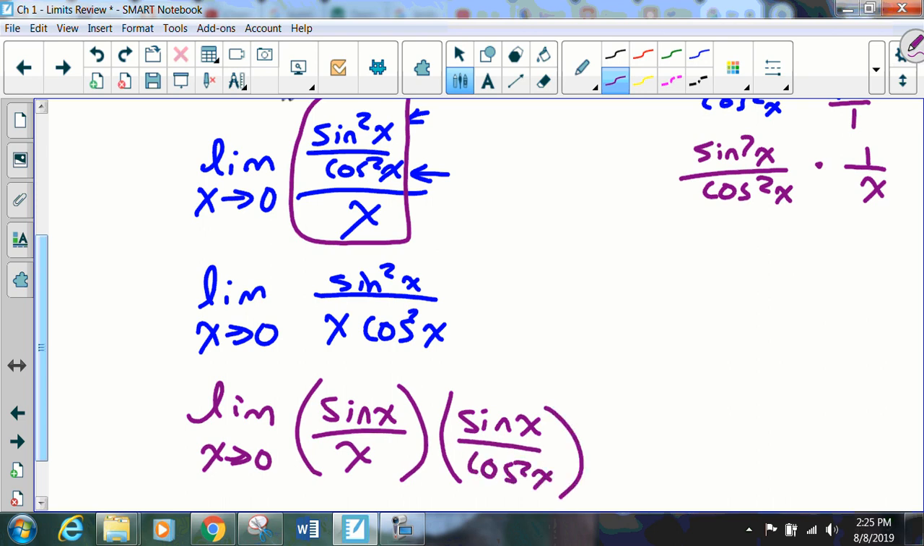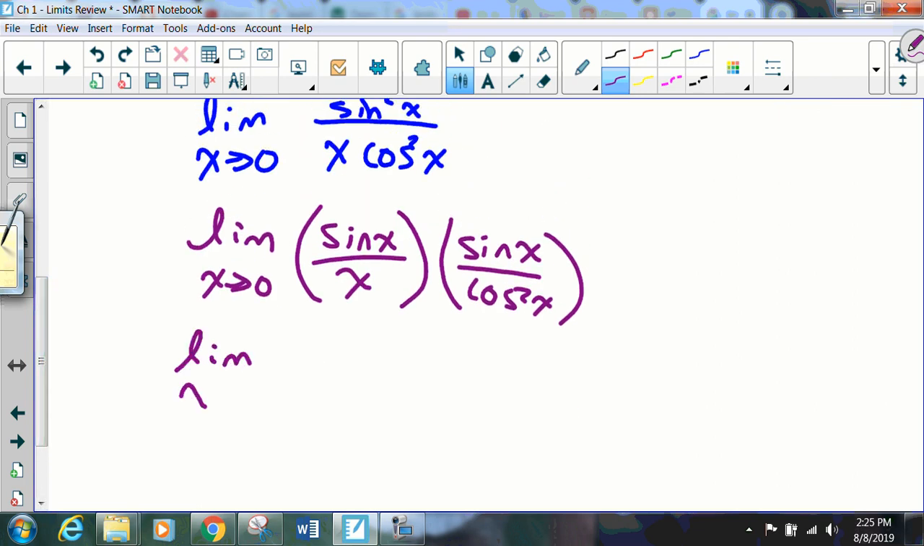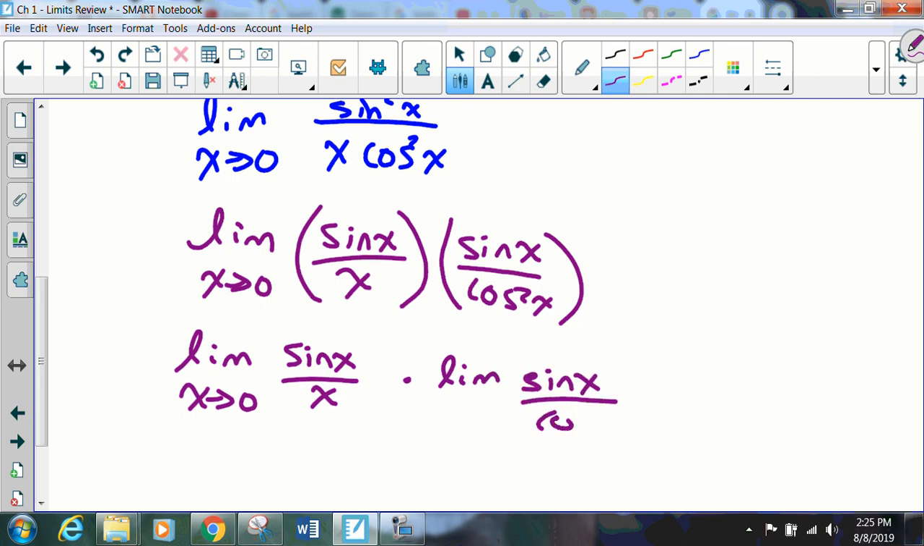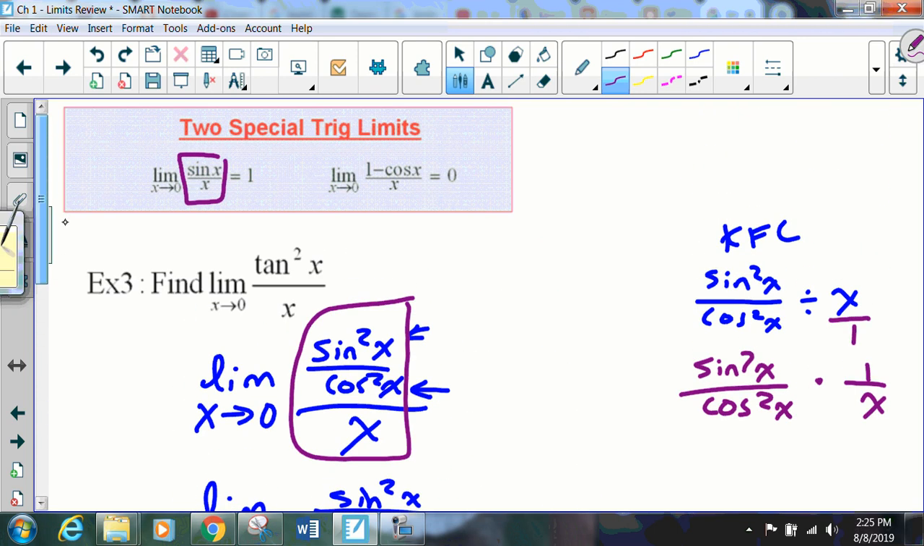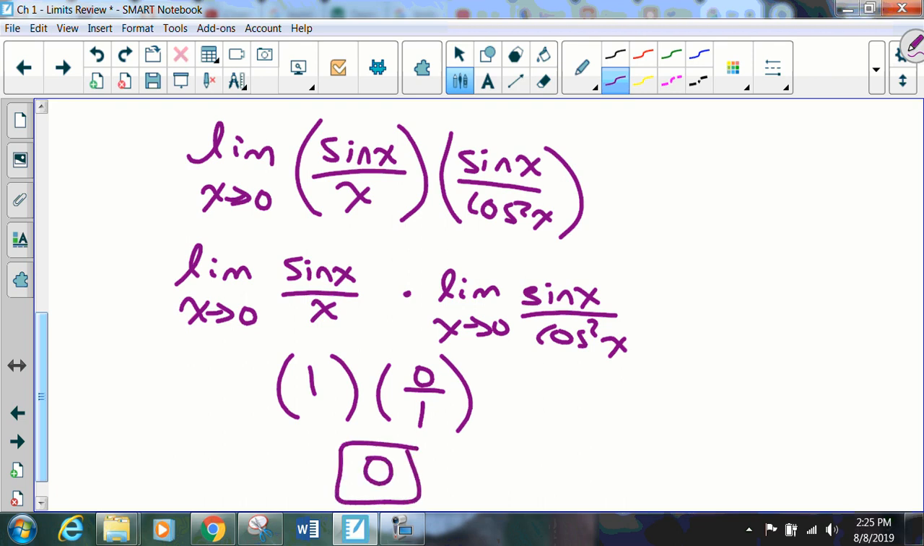Then I'm going to remind myself that when I see something like this, I can actually split it into two limit problems. So I can have the limit of sine x over x as x approaches 0 times the limit of sine x over cosine squared x as x approaches 0. I already know that sine x over x is equal to 1. The limit is as x approaches 0, so that's a 1. And then the limit of sine x over cosine squared x as x approaches 0: sine of 0 is 0, and cosine of 0 is 1. You multiply those together, you get 0.